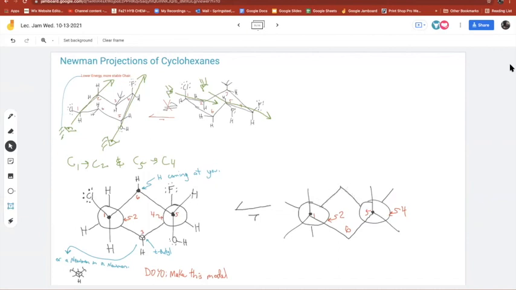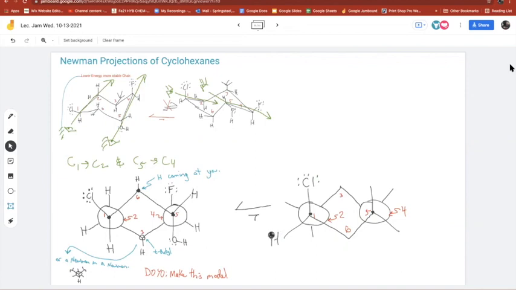Now let me put all my numbers on there. 1, 2. This is 3 now, still in the back. 4, 5, 6. Okay, we're good. Now just add on my groups. Carbon 1, got a chlorine up. It was up equatorial in the other Newman, now it's up axial.